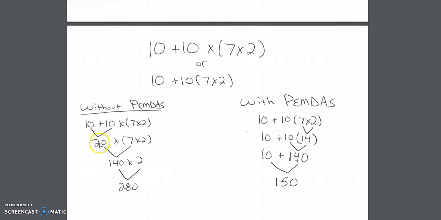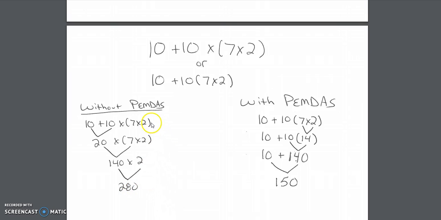So I did 10 plus 10 is 20. Then I brought down what's left. Well, that's 20 times parentheses 7 times 2 parentheses. Well, if I continue to work it from left to right, I'm going to multiply 20 times 7, and I get 140. That means I've got the times sign and the 2 left. Well, if I take 140 times 2, I'm going to get 280.